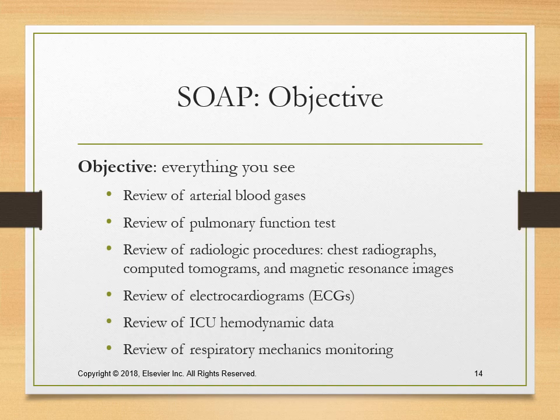Review of arterial blood gases, review of pulmonary function tests, any chest x-rays, MRIs, or CT scans, a review of the patient's ECG, ICU hemodynamic data like blood pressure, and a review of respiratory mechanics monitoring like a NIF or MIP or MEP, a negative inspiratory force or vital capacity. Those are typically charted. They're part of respiratory mechanics that we might do for a neurologic patient.